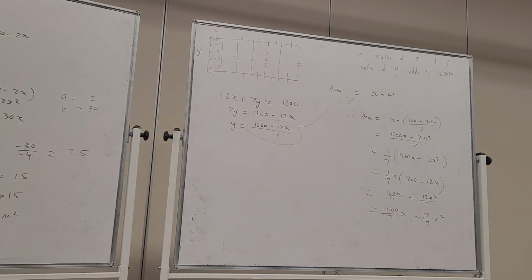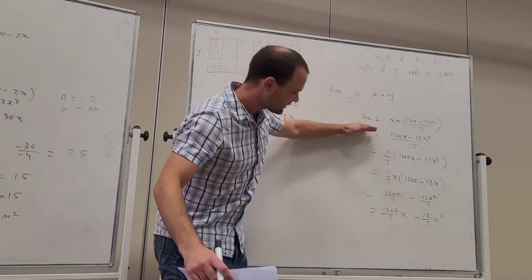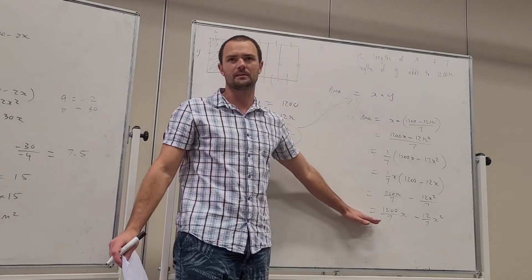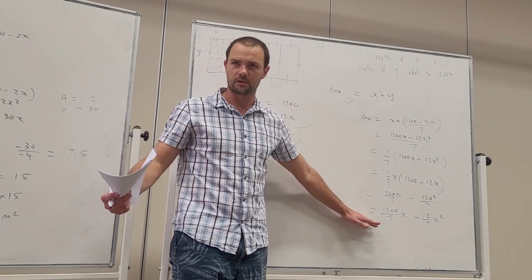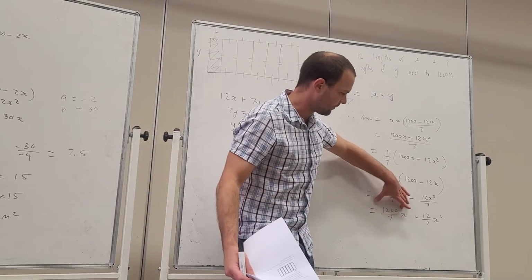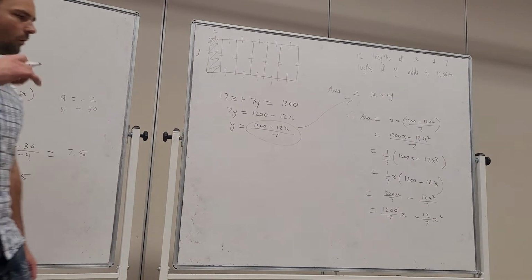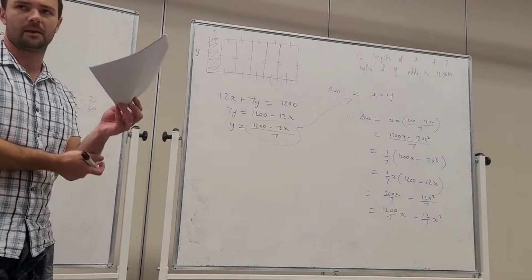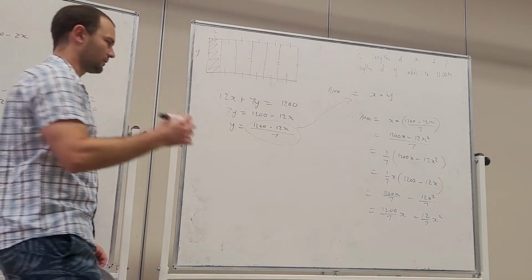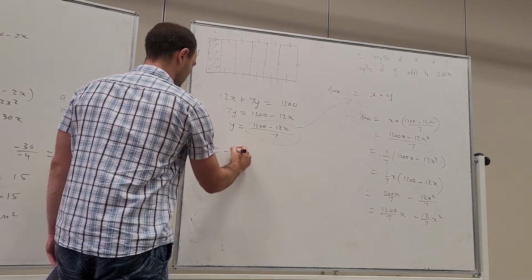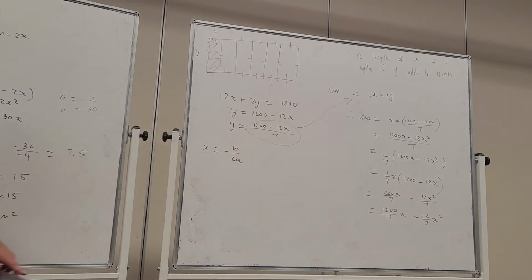Okay, so all of these are equal. They're just different ways of representing it. Now what's going to be most useful for us is the one right at the bottom, because you can very clearly see what's the value of A, what's the value of B, ready for our x is minus b on 2a. Now remember, this is what we're trying to solve. X is minus b on 2a.